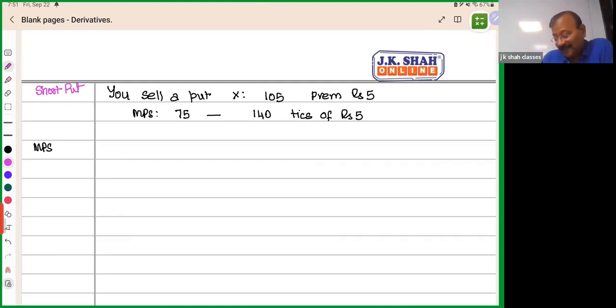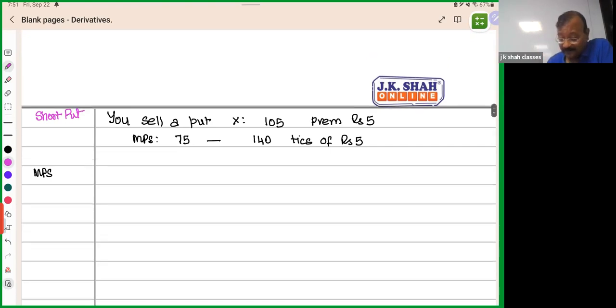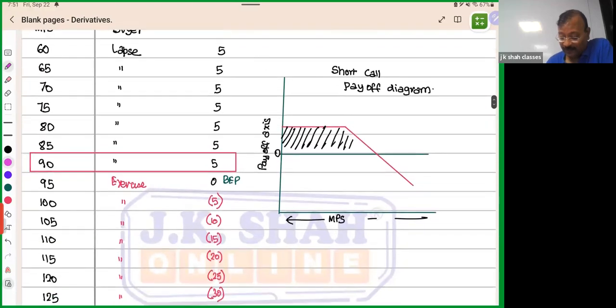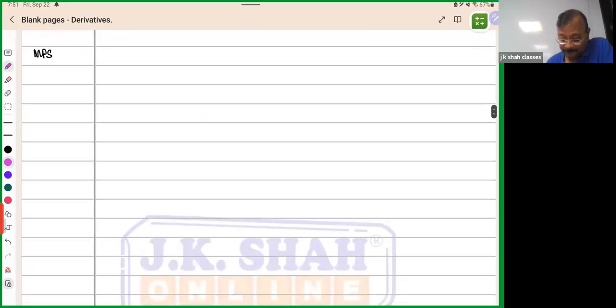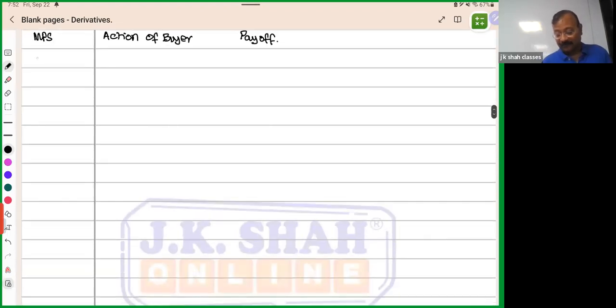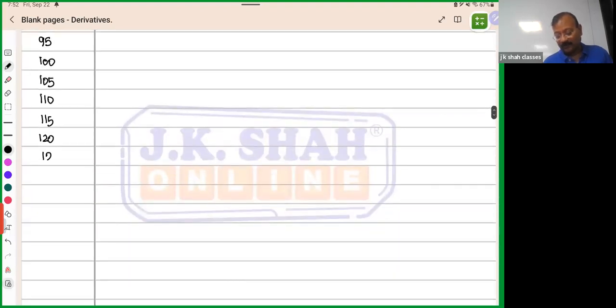So market price, and since this is an example and we are doing it for the first time, we will analyze. What was the column we prepared there? Action of buyer, right? And payoff. And the price range is from 75, 80, 85, 90, 95, 100, 105, 110, 115, 120, 125, 130, 135, 140.